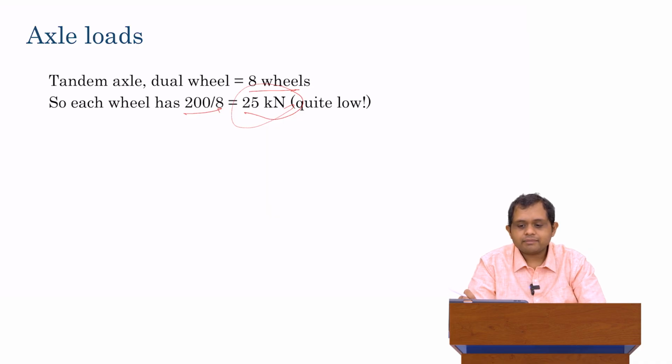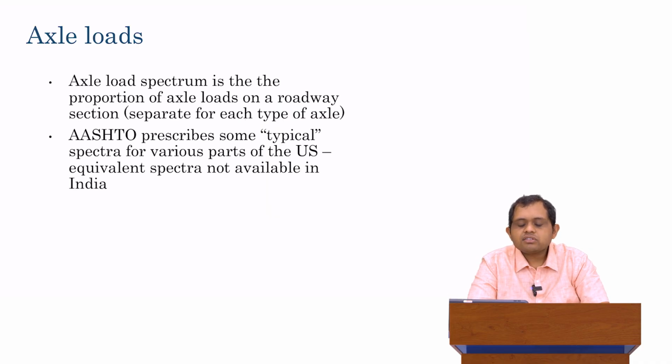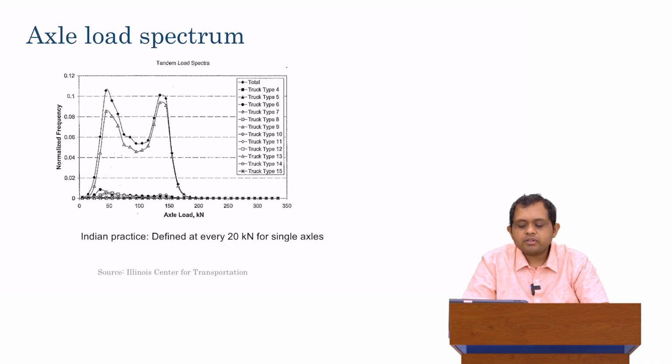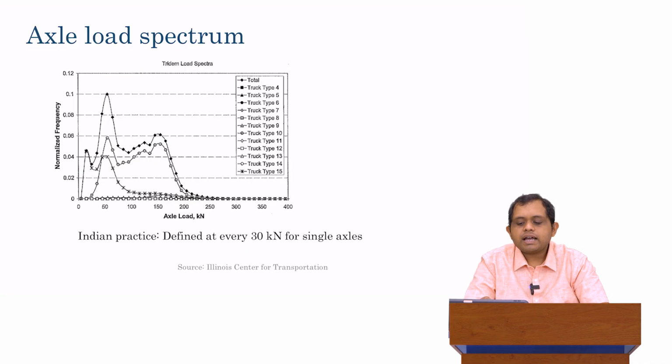So the axle load spectrum is the proportion of axles on a roadway, separately for each type of axle. So the proportion of axle loads for each type of axle separately. This is what an axle load spectrum would look like. For example, this is the axle load spectrum for single axles. This is from US data. It's defined for every 10 kilonewtons. At every 10 kilonewtons, we have the frequency of the axle loads. Similarly, we have it for tandem, which is spaced every 20 kilonewtons apart, and for tridem, spaced every 30 kilonewtons apart.